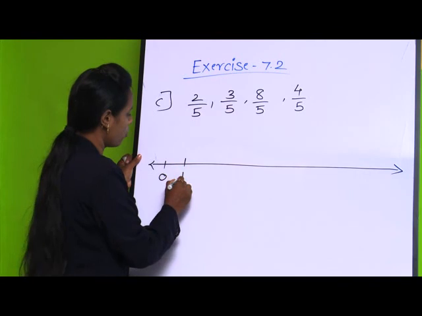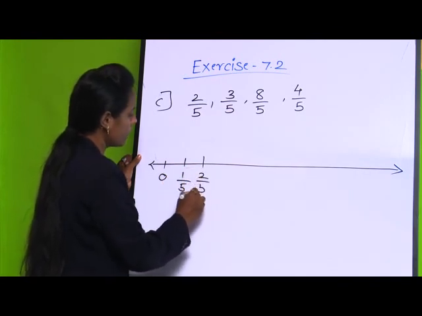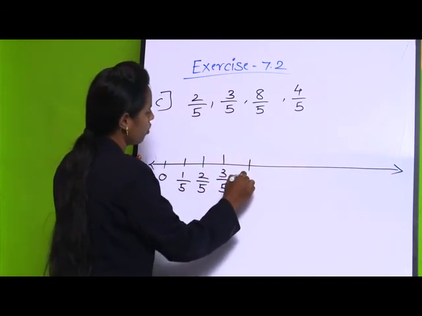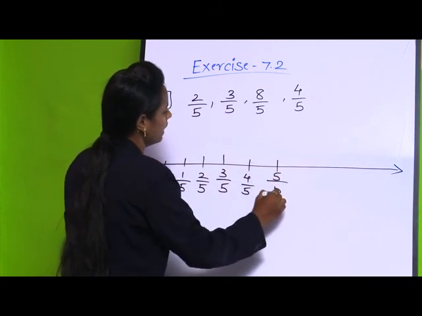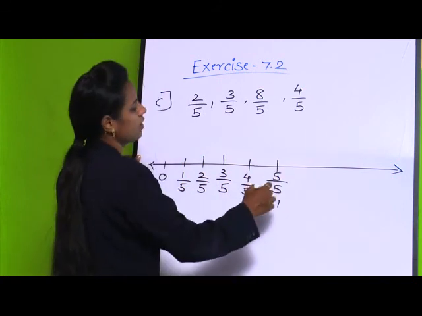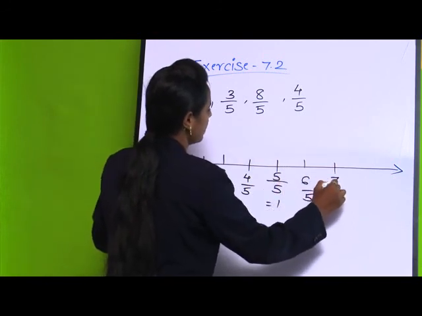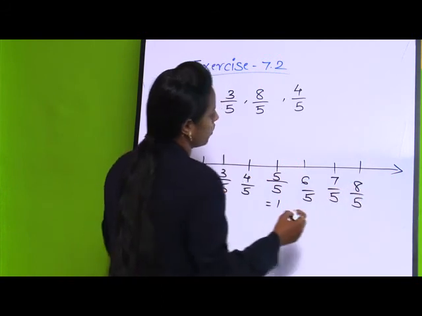So, first we have 1 by 5, then we have 2 by 5, then we have 3 by 5, 4 by 5, then 5 by 5, it is nothing but 1, and then we have 6 by 5, 7 by 5, 8 by 5. Okay, students.